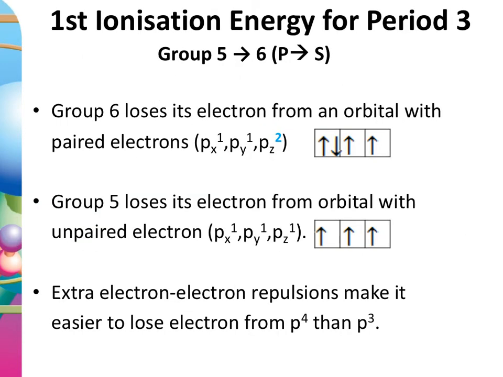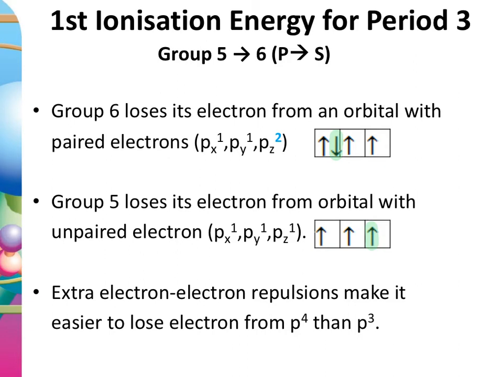The reason for the dip when we go from group 5 to group 6 is a different reason. In group 6, that's when we've just paired up electrons in a p orbital for the first time. In group 5, all of the electrons are in separate p orbitals. So the electron we remove from group 6 is going to be one of the paired up electrons, whereas the electron we remove from group 5 is going to be one of the unpaired electrons.